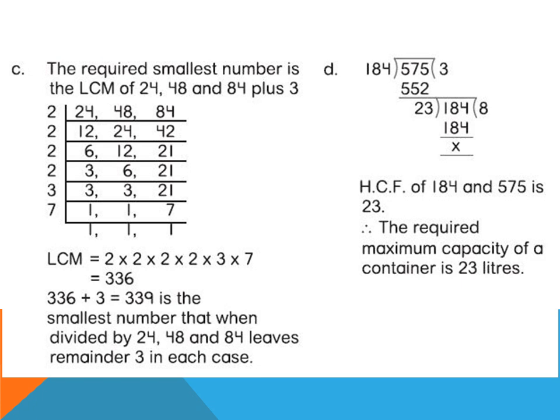Question number D. First of all, we will divide 575 by 184 and we will get a remainder of 23. Now this 23 will be used to divide 184 and it will completely divide 184. So the HCF of 184 and 575 is 23. Therefore, the required maximum capacity of a container is 23 liters. Pause the video if you need more time and note down the correct answers.